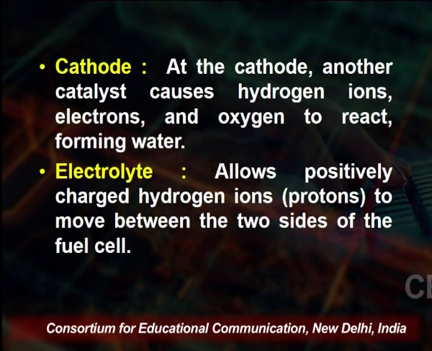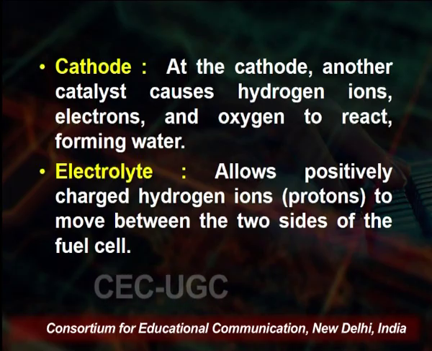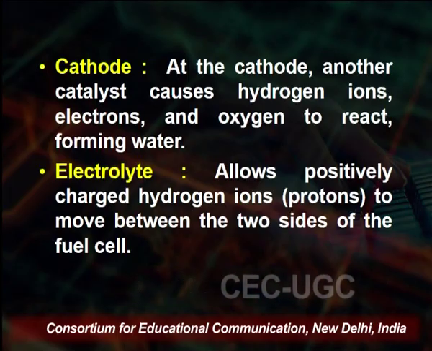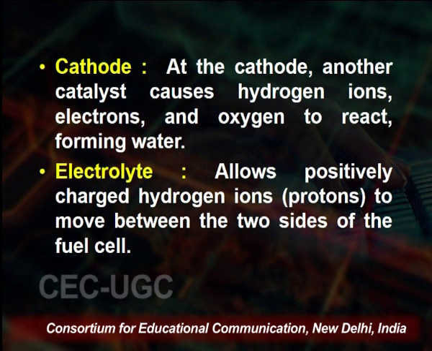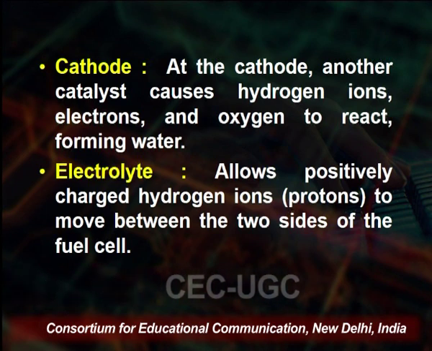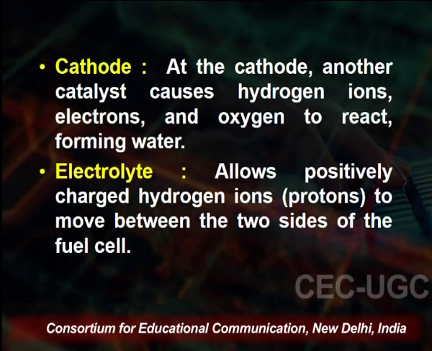Another part is the cathode. At the cathode, another catalyst causes the hydrogen ions, electrons and oxygen to react, forming water. The third part is the electrolyte, which allows the positively charged hydrogen ions, that is the protons, to move between the two sides of the fuel cell.